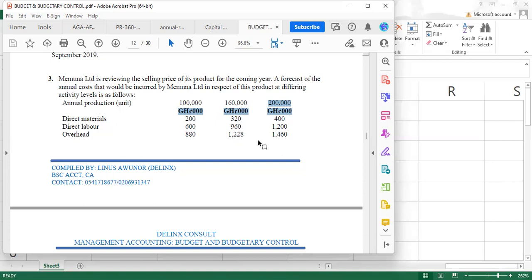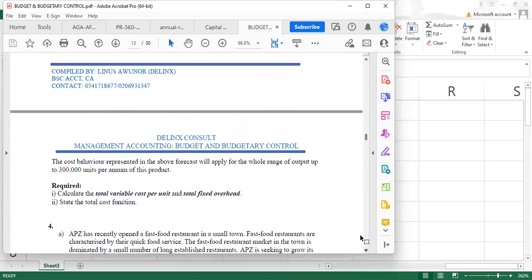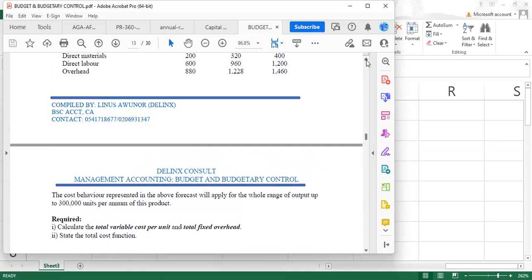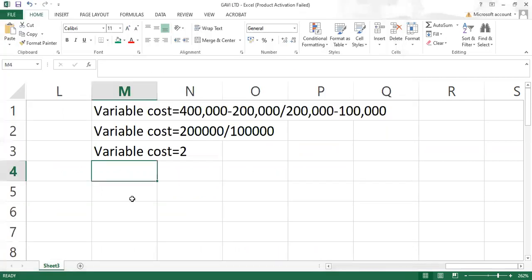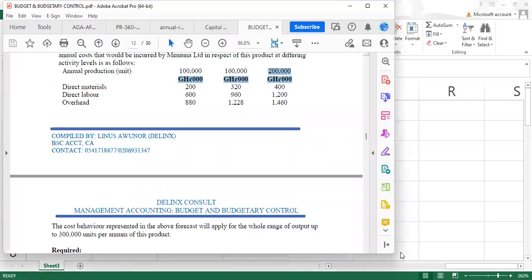Come to the overhead. Do the overhead for me. I think that will be 5.8 variable per unit. Do you all get 5.8? So after this, what will you do again? You perform the test. Yes, let's see.